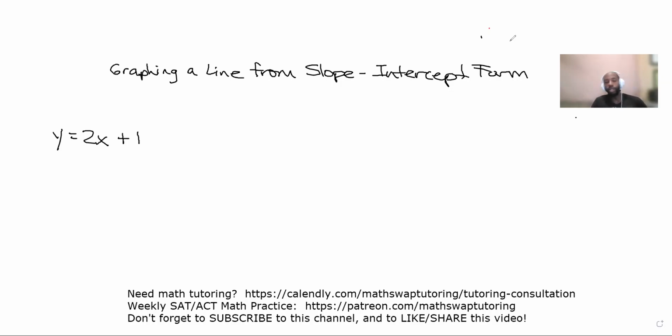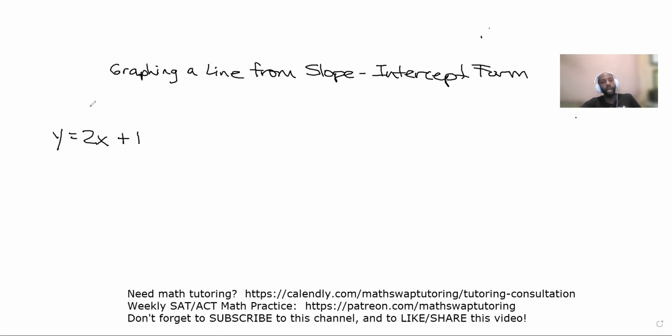Let's talk in this video about how to graph a line from slope-intercept form. Now, we have an equation here for a line, y equals 2x plus 1. This is actually an equation for a line that I found in a previous video. So we're going to graph it here. So the question is, how in the world do you graph this?